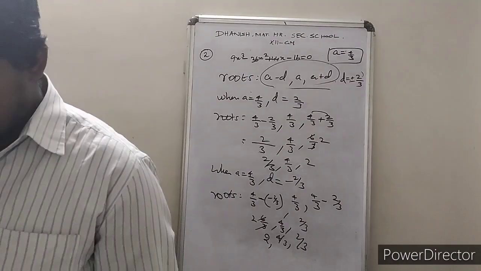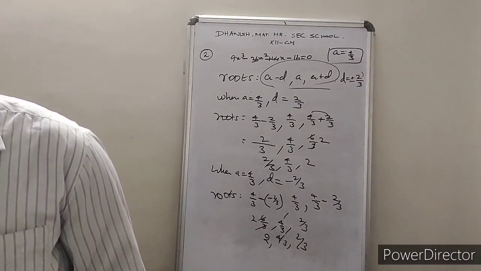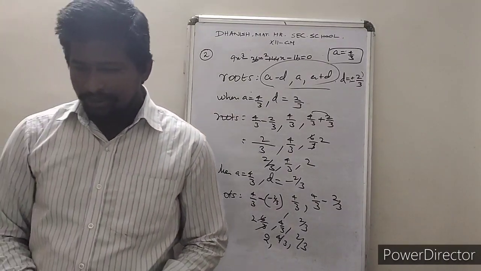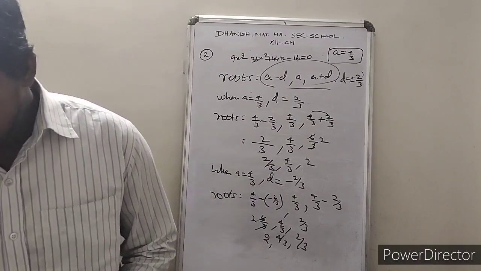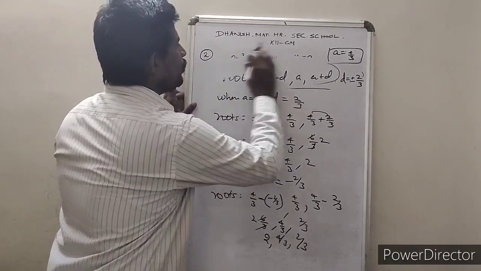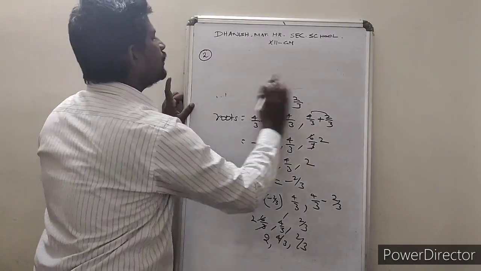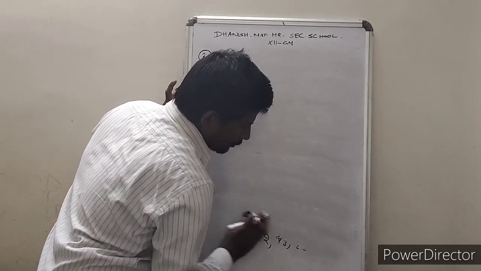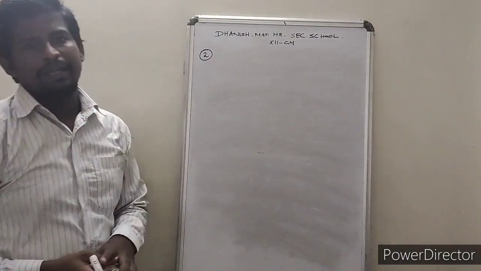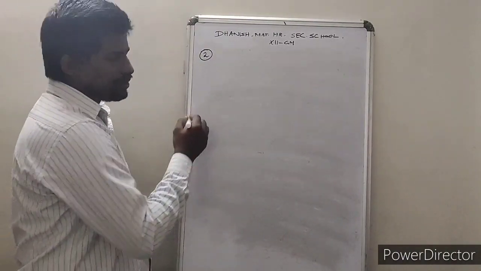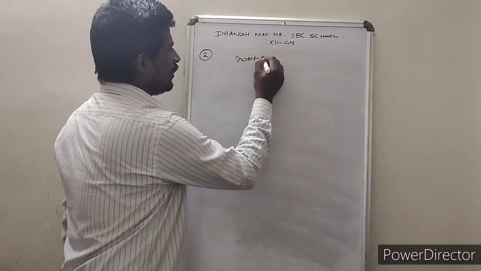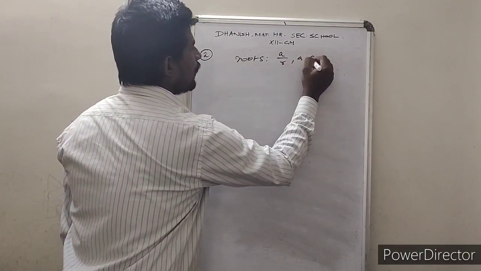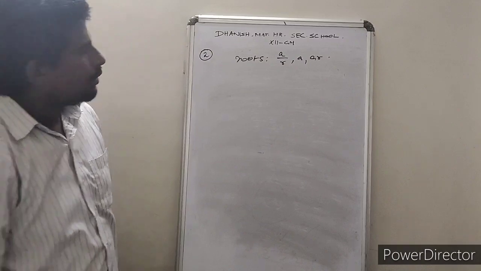Then look at the third one. Solve the equation 3x cube minus 26x square plus 52x minus 24 equals 0 if its roots form a geometric progression. Here we are going to do the same thing, but here the roots form a geometric progression, so I'm going to take the roots as a by r, comma, a, comma, ar.